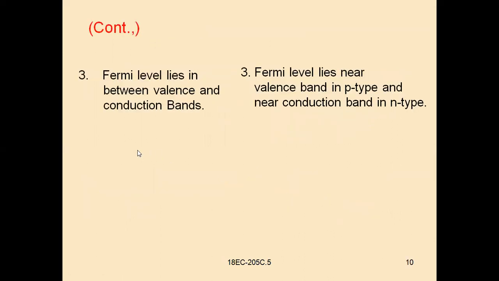Next. In the pure semiconductor, the Fermi level lies exactly in between the valence and conduction bands. In extrinsic, the Fermi level lies near the valence band in P-type and near the conduction band in N-type.